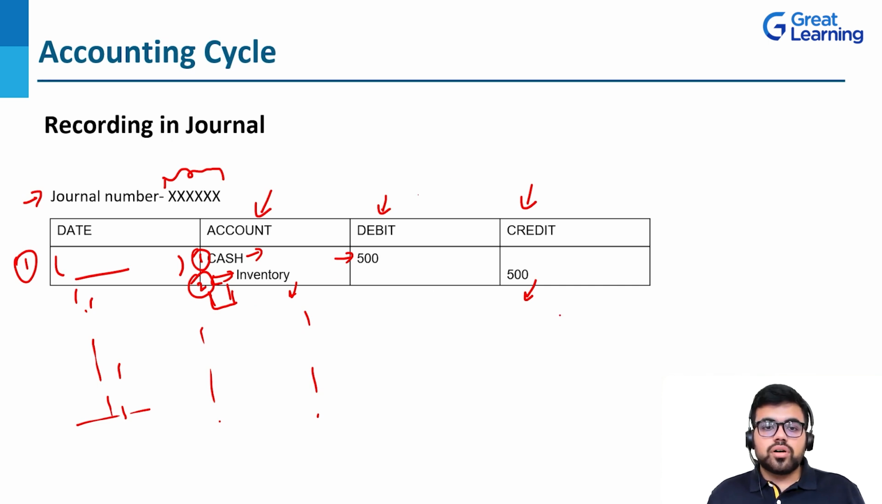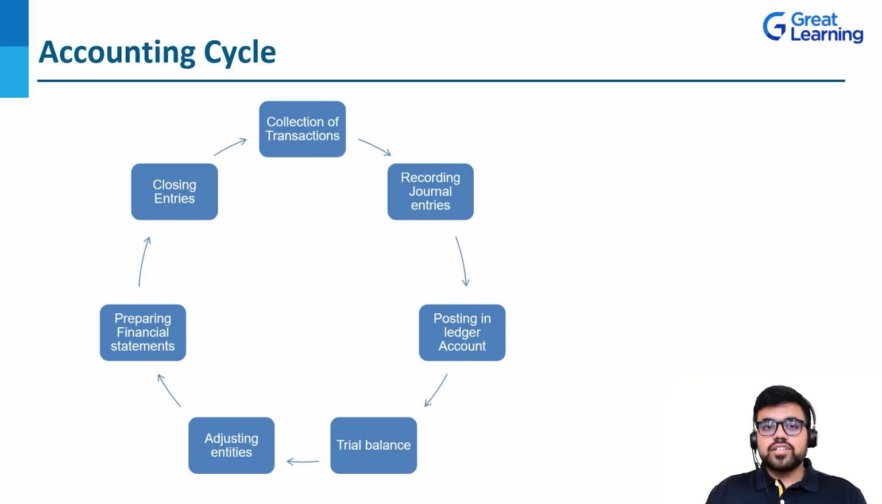The most important part is that the total debit here should be equal to the total credit. That is very important in a journal entry, that the debit side and the credit side should match. Okay, so the next phase after the journal entry is maintaining a journal ledger. The journal ledgers are basically the combination of various journal entries into one single book, right? That is called a journal ledger.